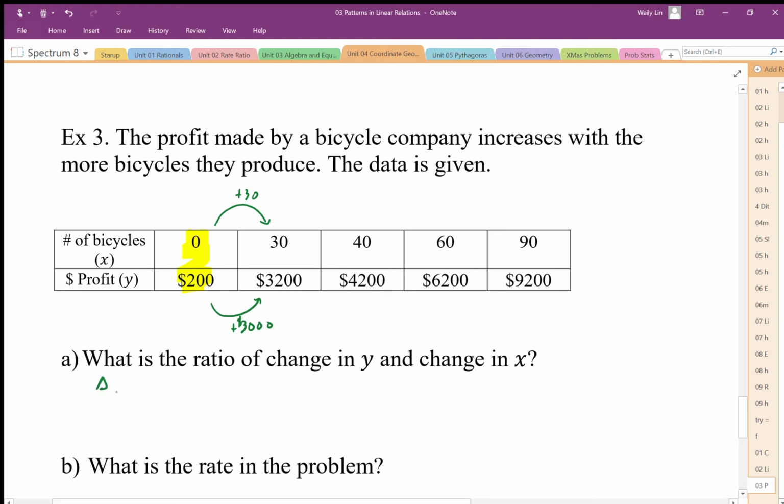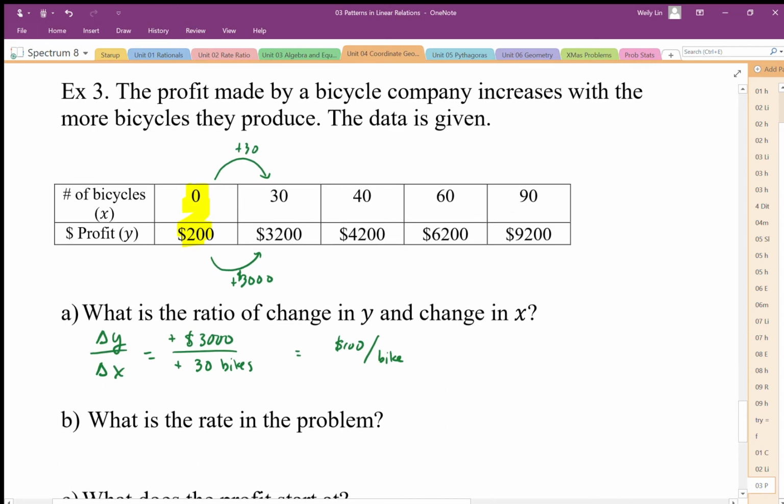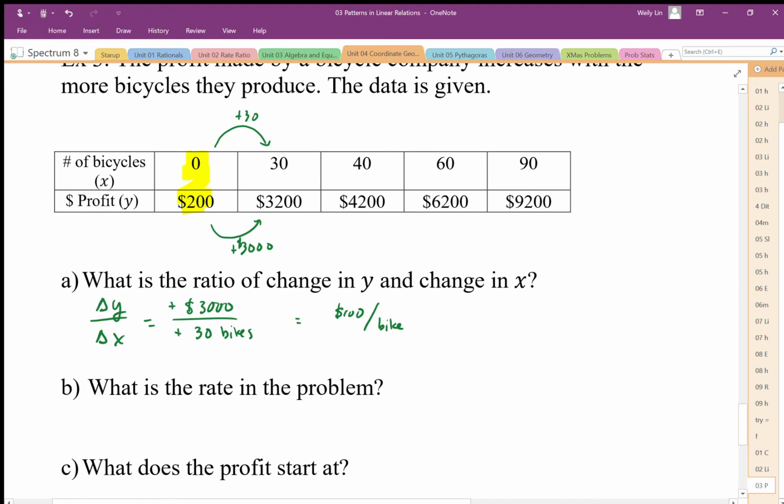So I'm going to write this as a ratio of change: the change in Y compared to the change in X. We're going to write this as $3,000. That's going to go up by $3,000 for every 30 bikes that are produced. And if I want to find the unit rate, this is going to be $100 per bike. That's our unit rate, or our multiplier. So the rate in this problem is $100 per one bike.